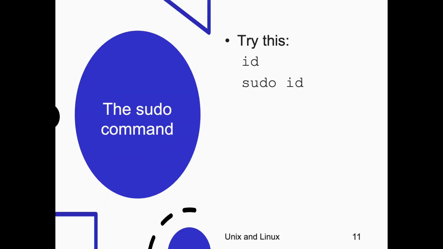So if you'd like, you can try this out. The id command shows your current user ID, the group ID, and all of the groups that you belong in. And so sudo id runs the id command as the root, which will show elevated privileges.